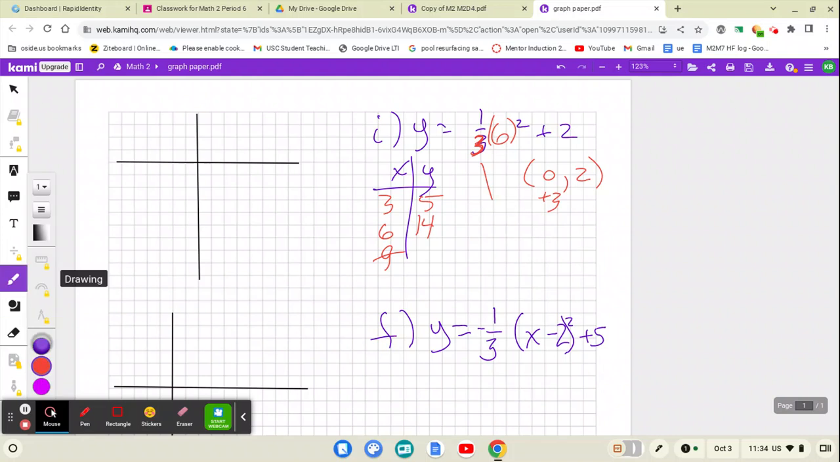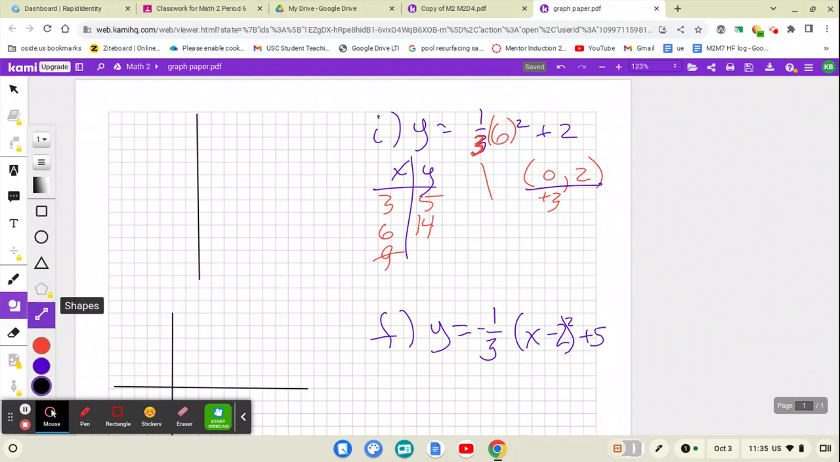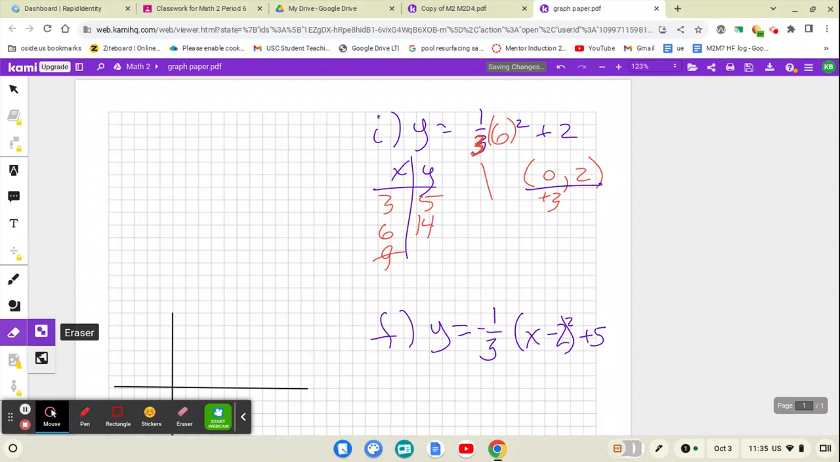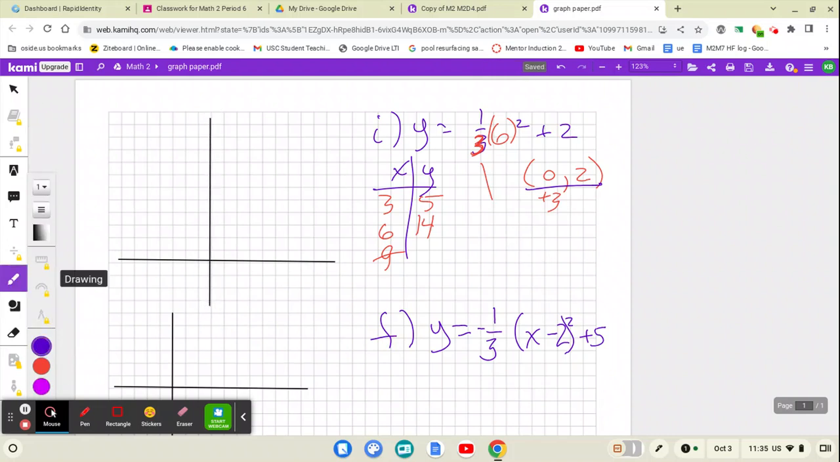All right, let's plot those points. 3, 5. Oh, I'm sorry. Let's start with the vertex, 0, 2. That's wrong. I got this. 0, 2 is right there. And then 3, 5. What am I doing? Oh, because I thought it was negative. I put my x-axis super high because I thought it was negative when I first wrote it. So let's rewrite our x and y axis. Here we go. Now I'm ready.